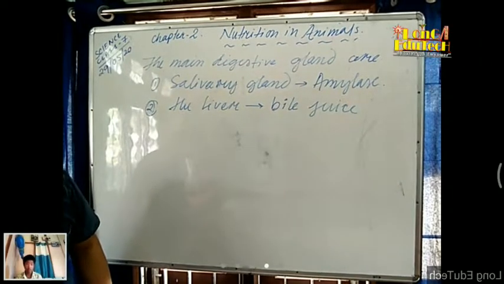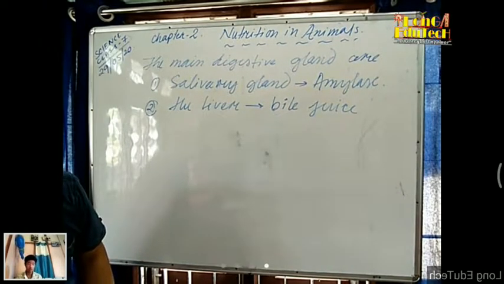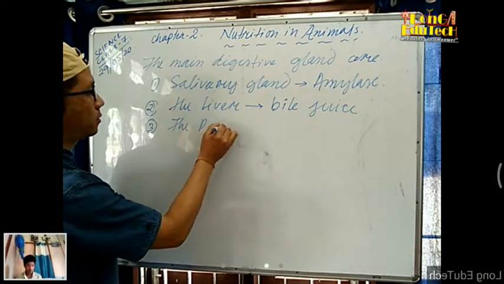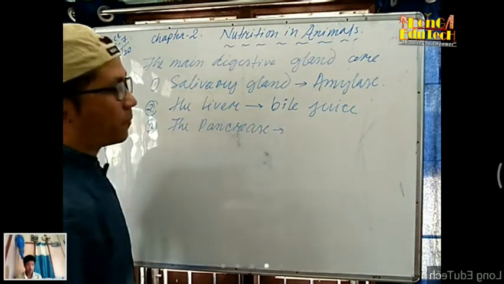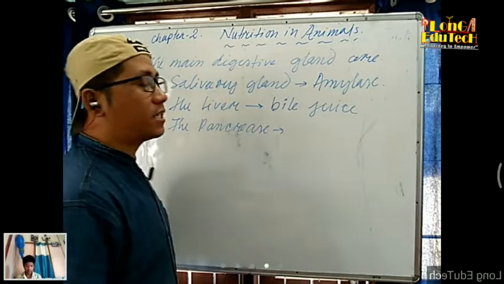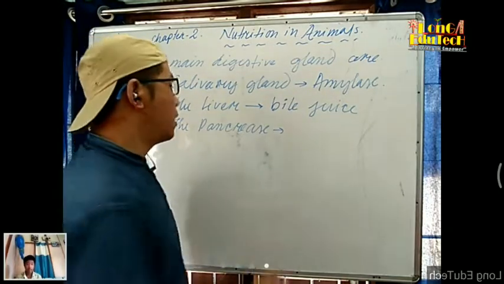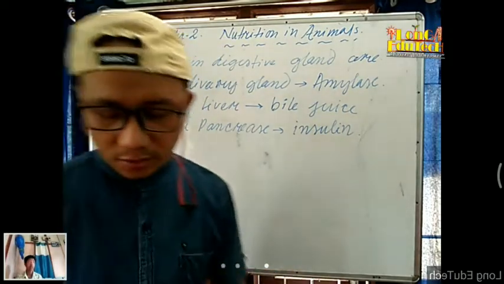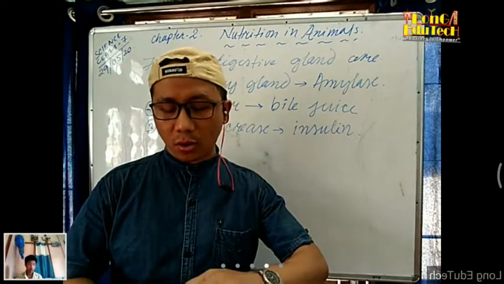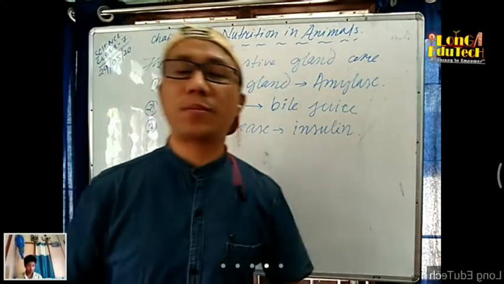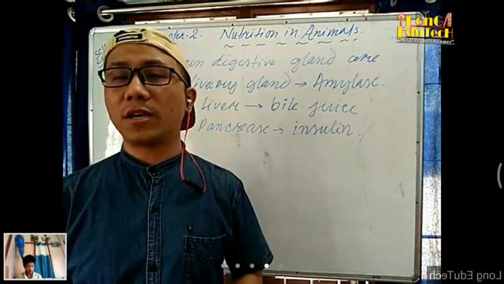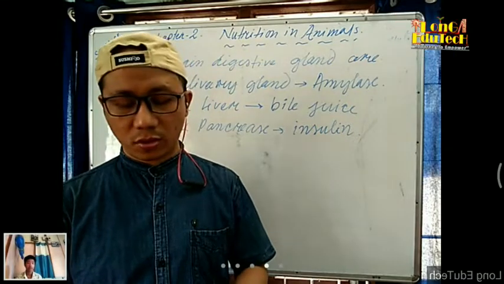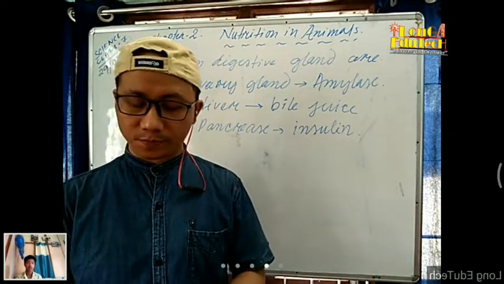Next, we will discuss the pancreas. The third one is the pancreas. From the pancreas, pancreatic juice is produced, and it also produces insulin. You have already heard about insulin. This insulin is already produced in our body. If our body produces more or less amount of insulin, then the person suffers from sugar, that is diabetes.